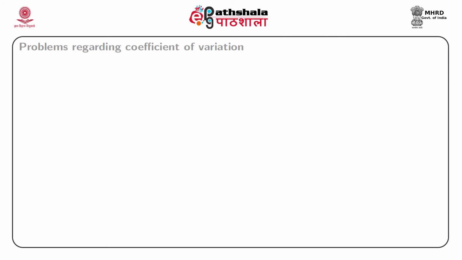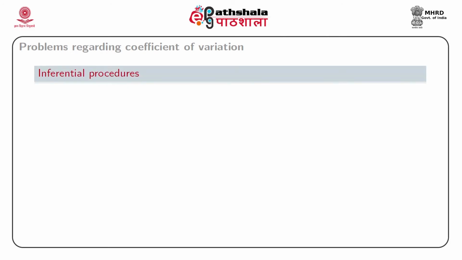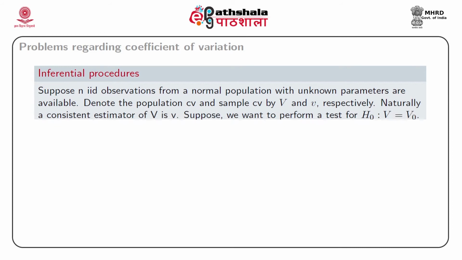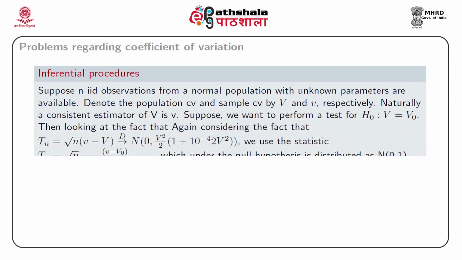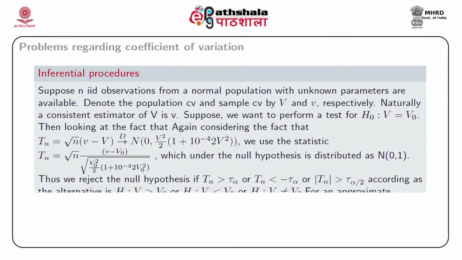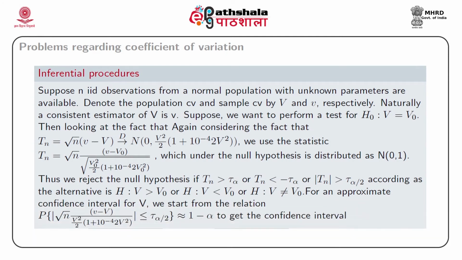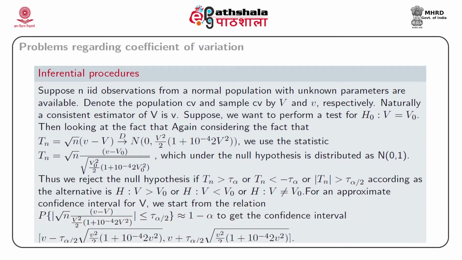Next, suppose we are interested in finding some inferential procedure for the population coefficient of variation. So, as earlier, suppose n observations from a normal population with unknown parameters are available, denote the population coefficient of variation and sample coefficient of variation by capital V and small v respectively. Naturally, a consistent estimator of capital V is small v.